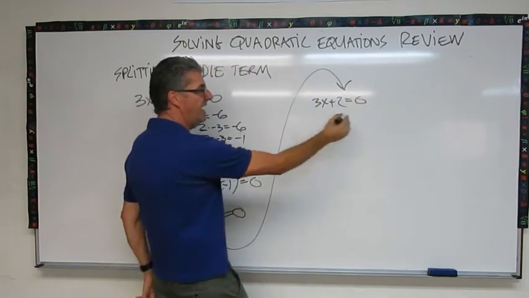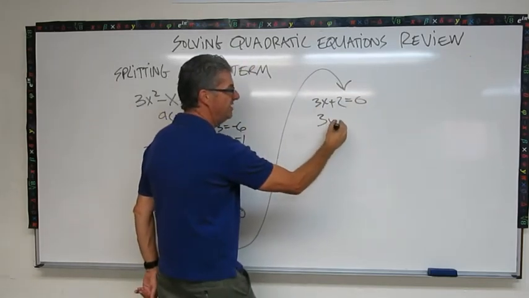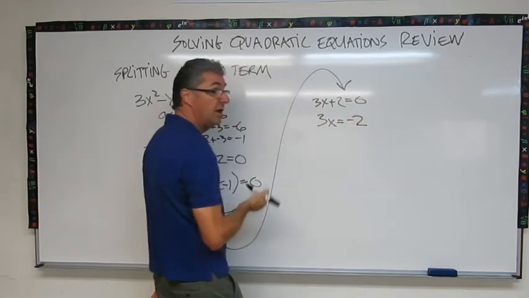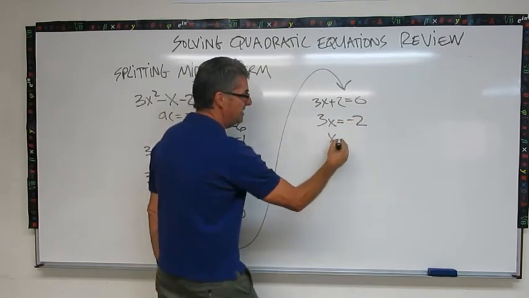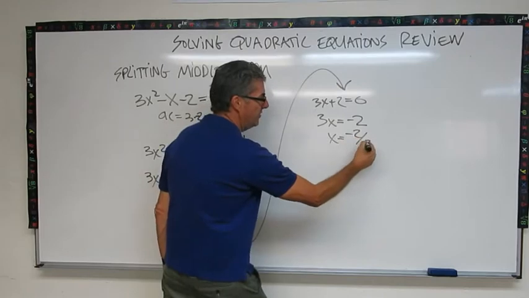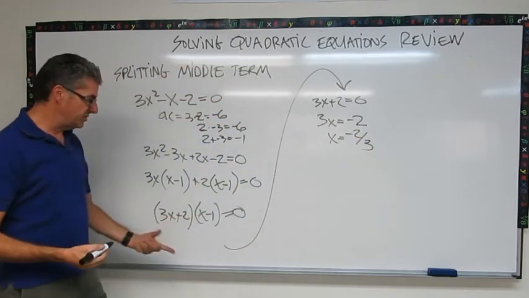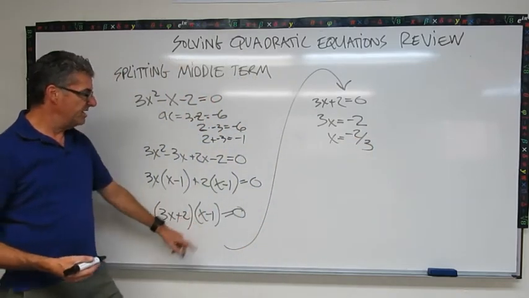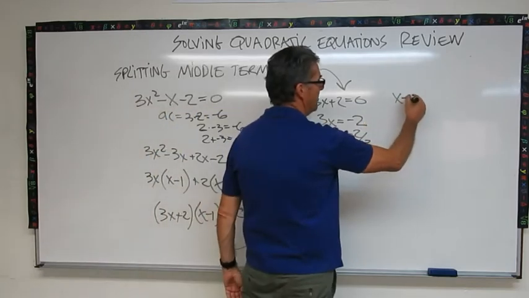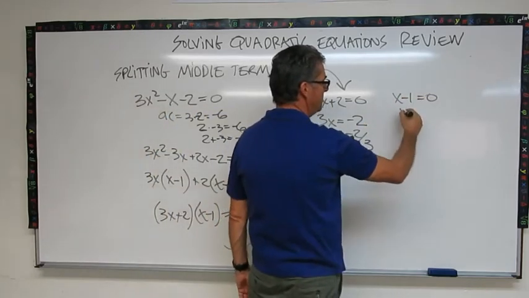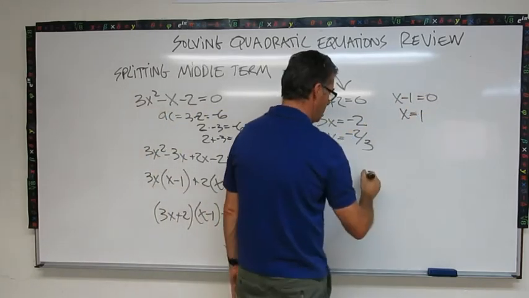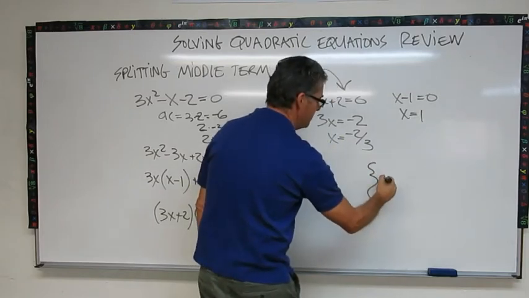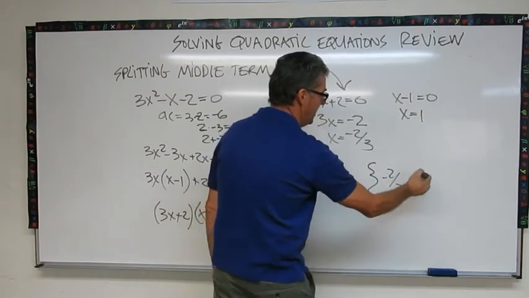So let's solve that. Subtract 2 from each side. 3x equals -2. Divide by 3. X equals -2 over 3. That's my first solution. Now I have x minus 1 equal to 0. X minus 1 equals 0. Move the 1 over. X equals 1. So my two solutions for this one are -2/3 and 1.